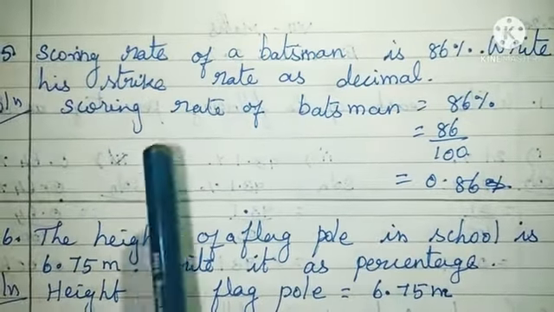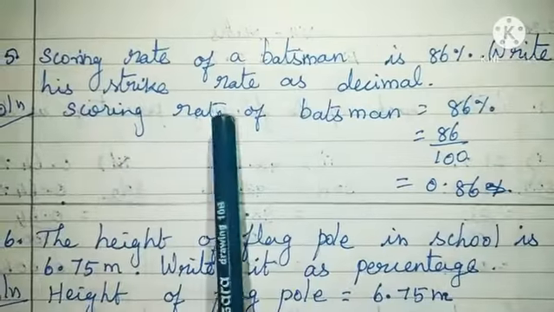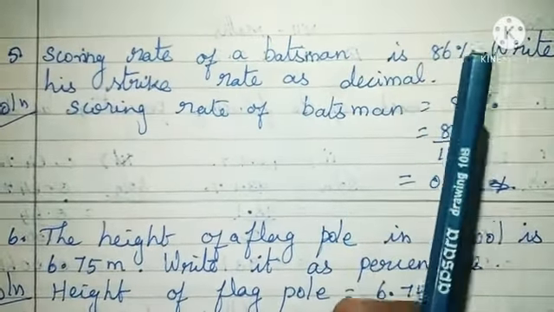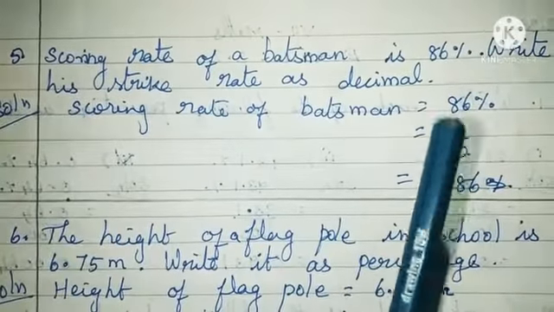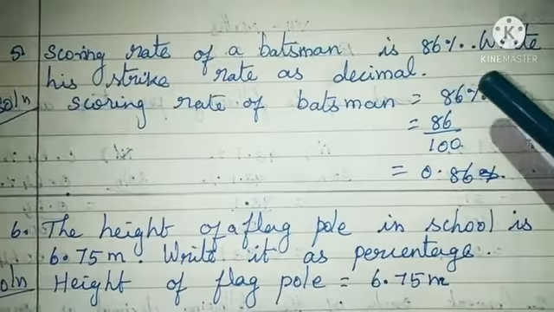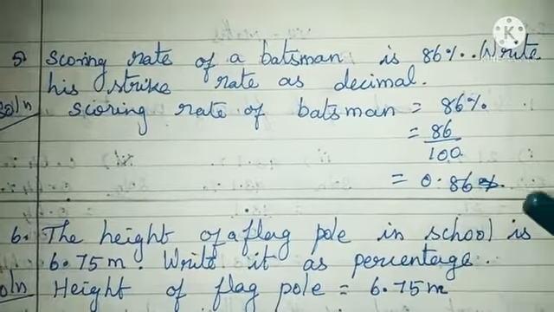Fifth sum, scoring rate of a batsman is 86%. Write his strike rate as a decimal. Here also the strike rate of the batsman is given in percentage. You have to convert it into decimal. Therefore, you have to divide the striking rate percentage by 100. Then we get the answer as 0.86.